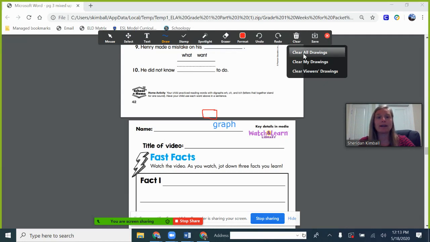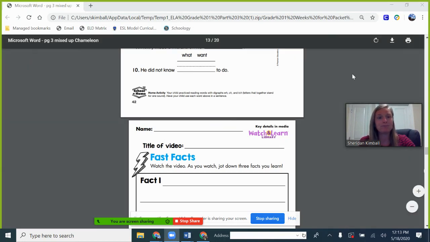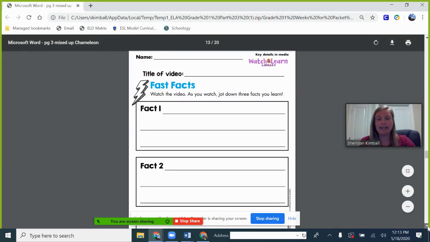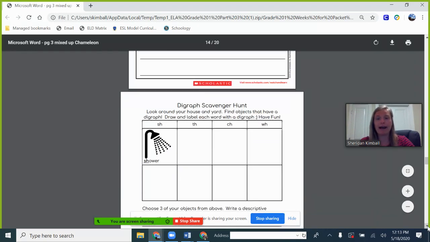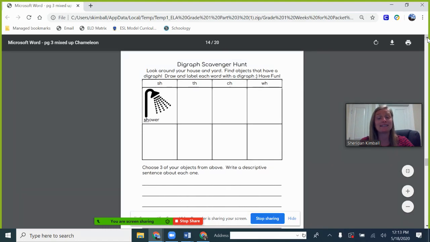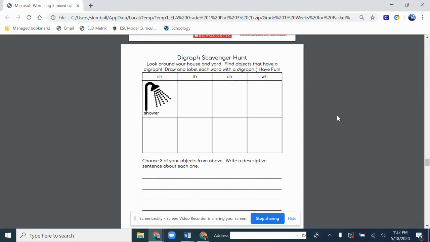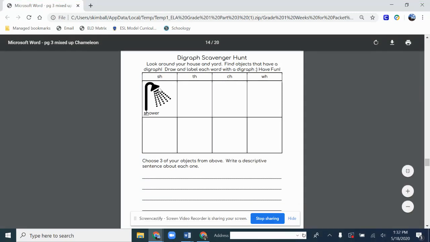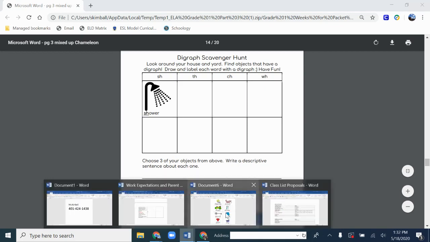We are going to go to our next digraph job. So let's find this page for digraphs. And this is just like what we did for our blends, except today's scavenger hunt is going to be all about digraphs. Okay, friends, here are the digraph choices. SH, TH, CH, and WH.